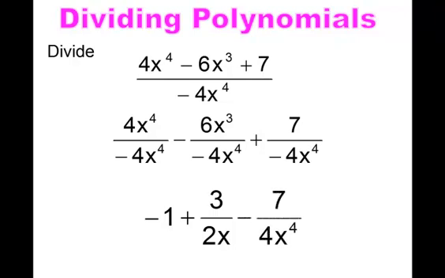And then the last piece, all I have to do is deal with that plus minus. That plus minus is going to change to a minus 7 over 4x to the fourth.